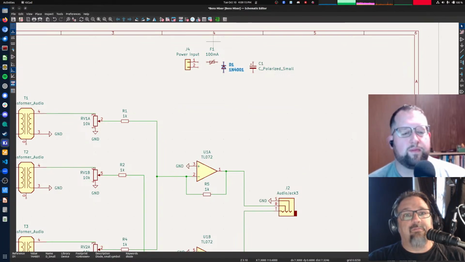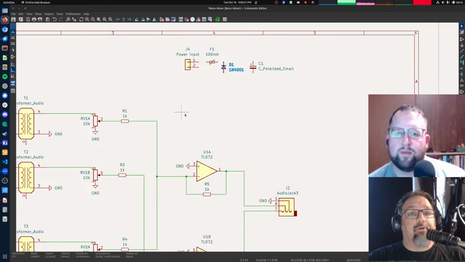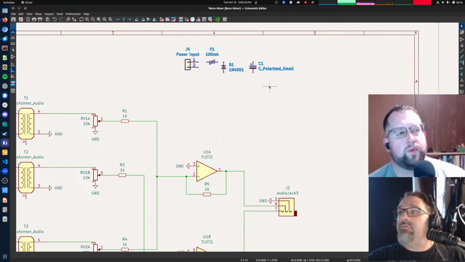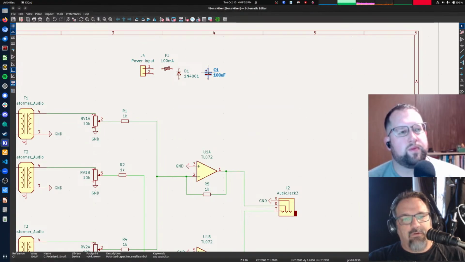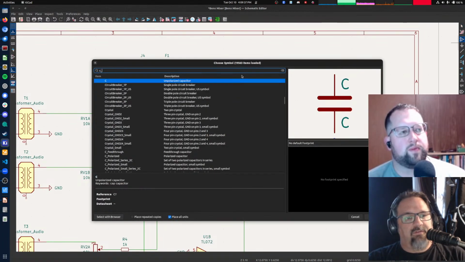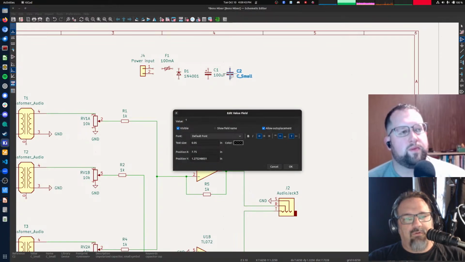1N4001. Good enough. I was going to say, even the 12 volt off the bench power supply is pretty noisy these days, but I see we are putting filtering in. I'm going to be putting in a regulator, which will get rid of a lot of it too. So, okay. Farads. And then C small. And we'll call that 1 microfarad.